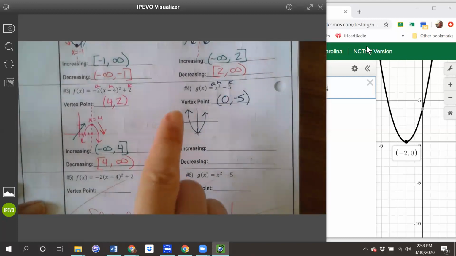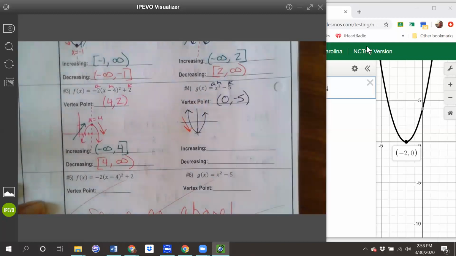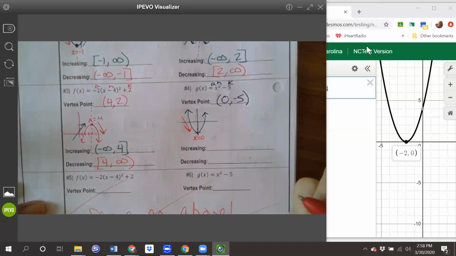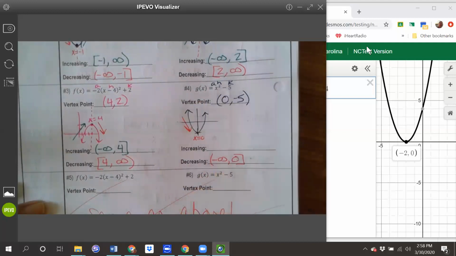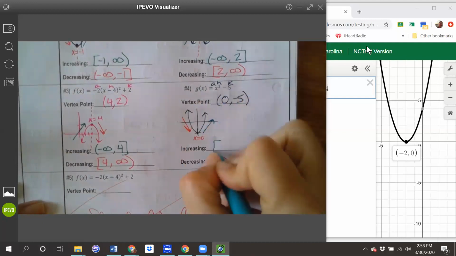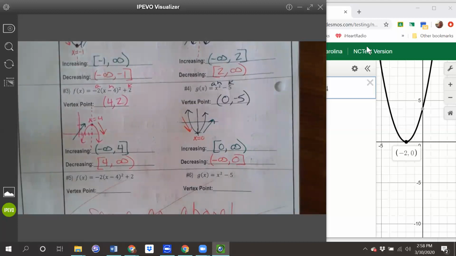So if I start on the very left side of the graph, we are decreasing all the way to the vertex, which is at x equals 0. So decreasing from the left all the way to 0, and then increasing from 0 all the way to the right. So from 0 to positive infinity. And that, ladies and gentlemen, wraps up all of the things that we need to know about quadratic equations.